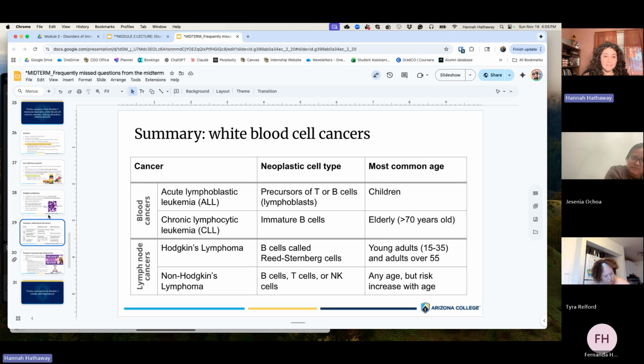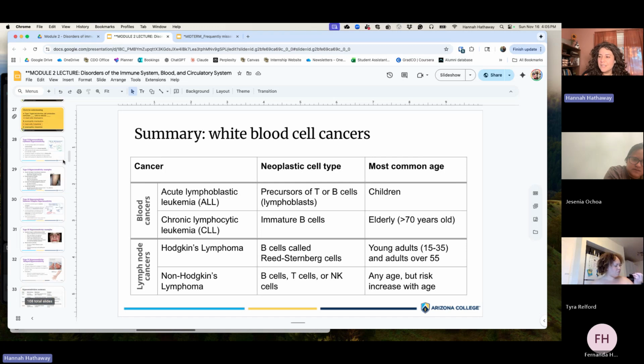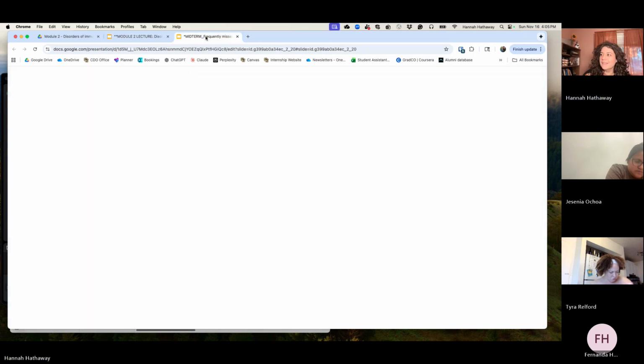Okay, yeah. This is all in the module 2 slides, correct? Yes, that was from the module 2 slides. Awesome, just clarifying. Thank you. Yeah, there's another good little summary table in there about hypersensitivities too. Worth refreshing. We'll just copy that over too.